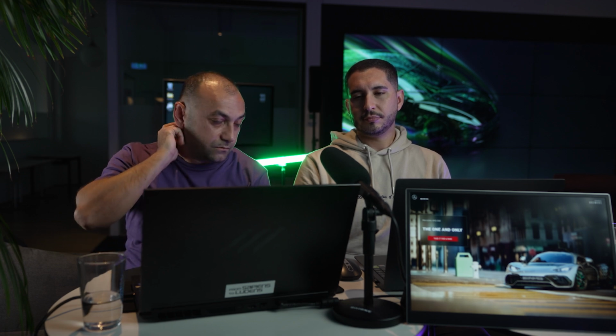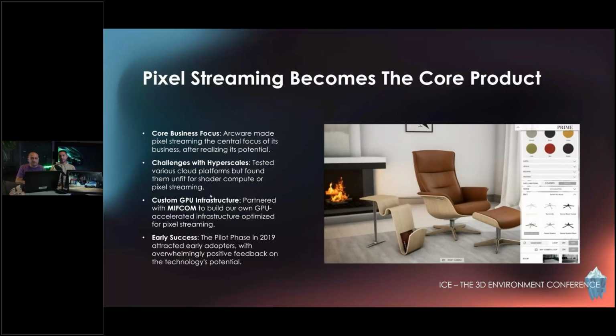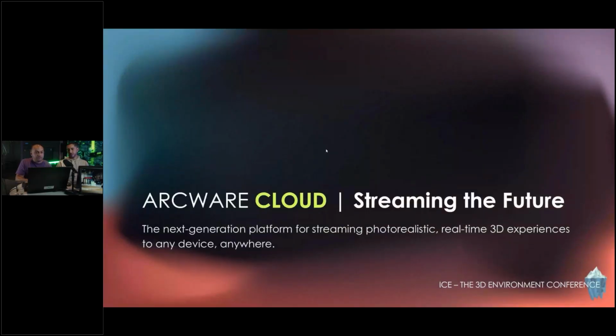So with the support of MIFCOM, being the major system integrator here in Germany, and the massive knowledge on the hardware side of things, we realized that we can do it ourselves. So we started our pilot phase in 2019 with our own infrastructure and marketing a bit underground, and testing out some companies for the upcoming technology.